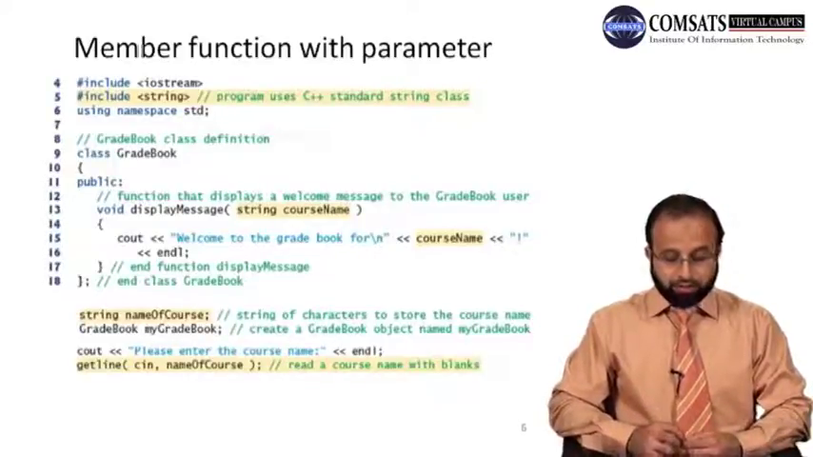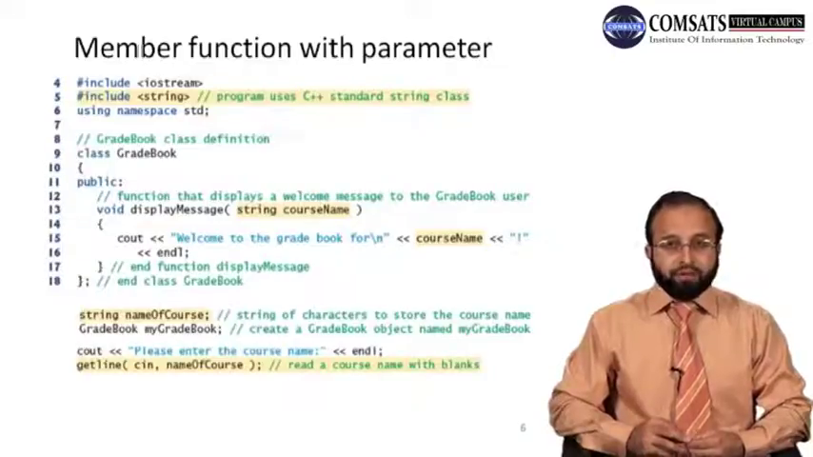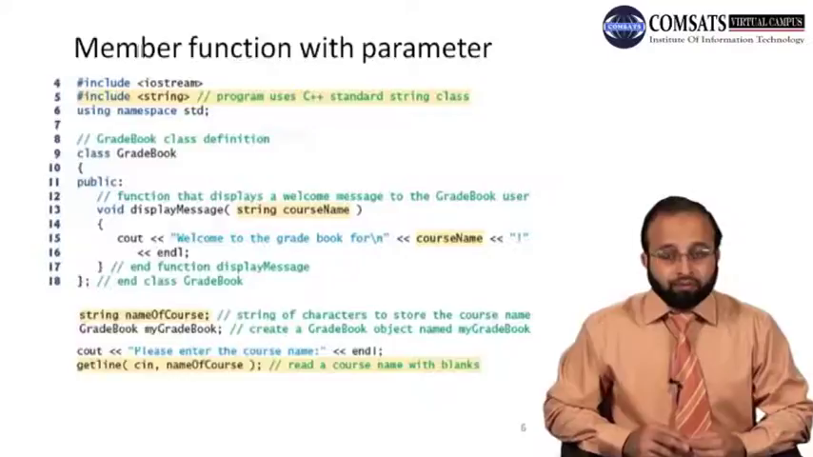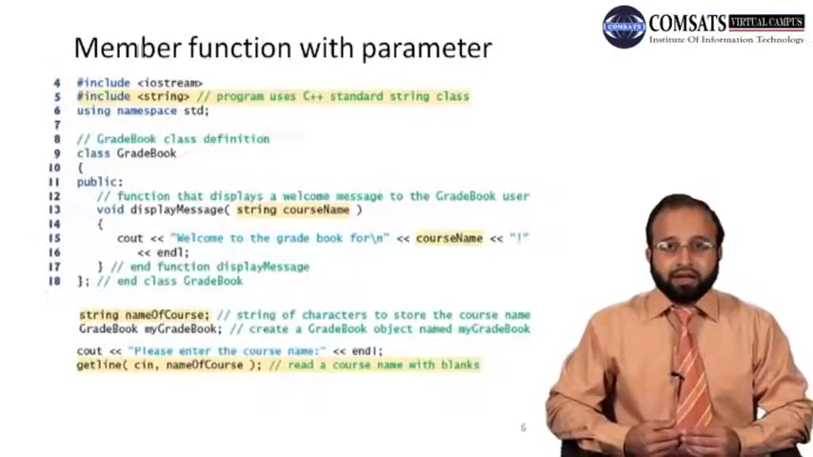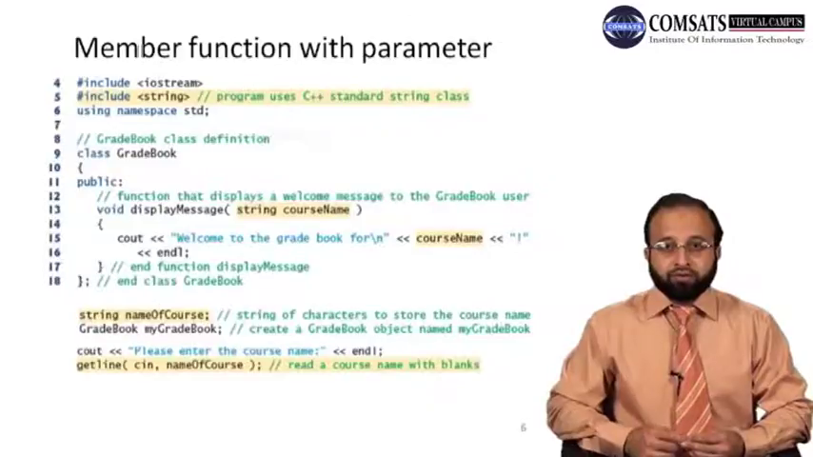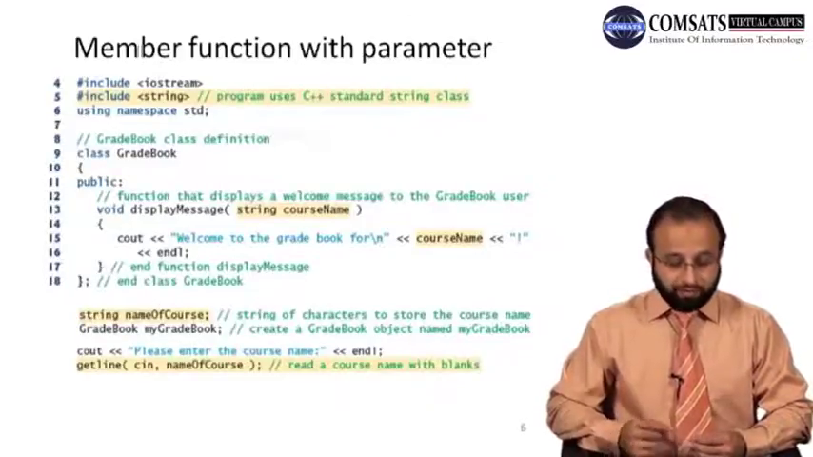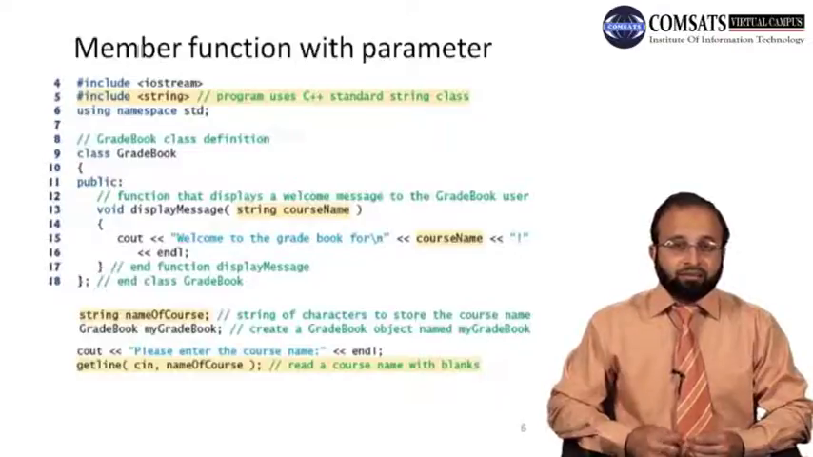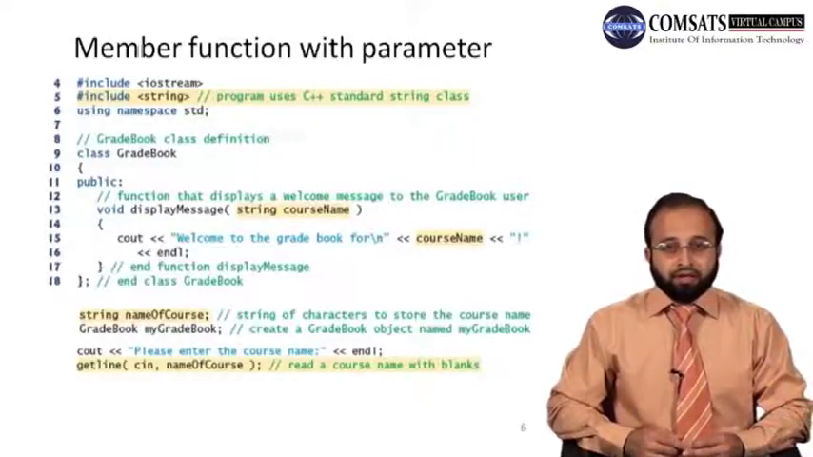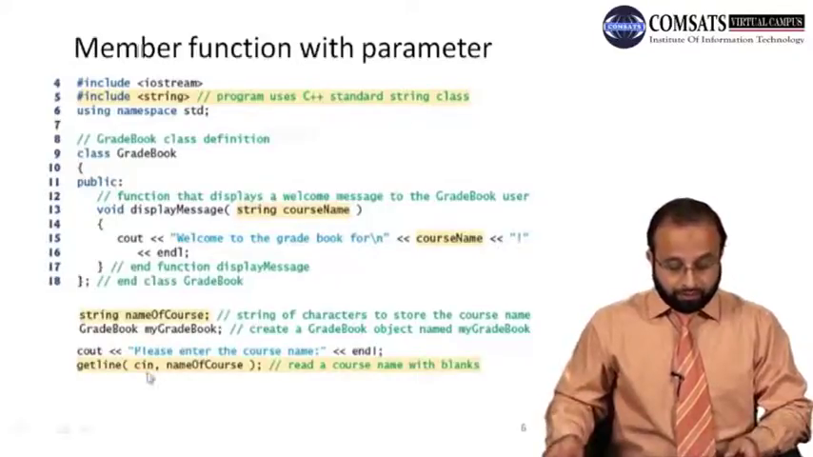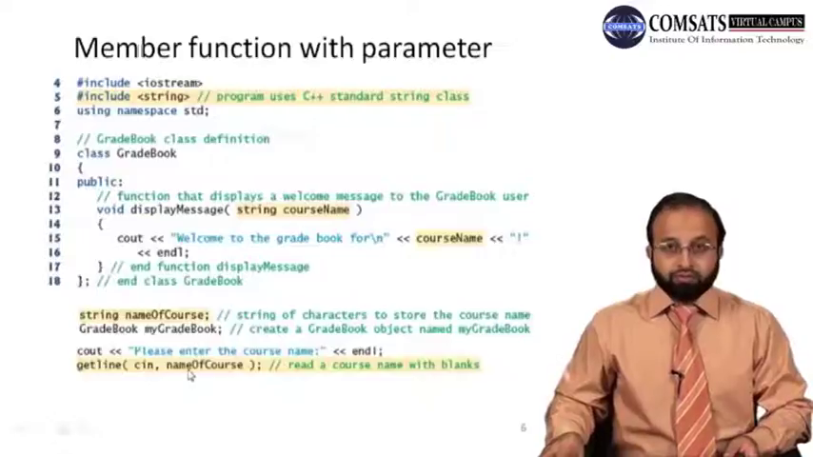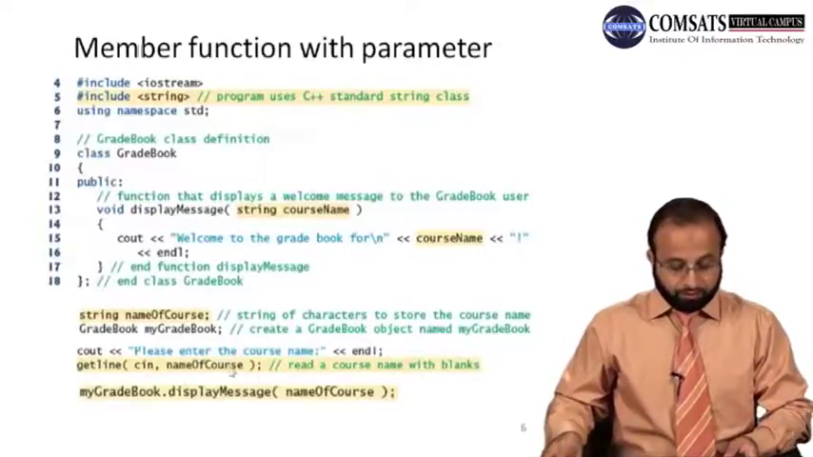So getline is basically used to read the string with spaces, because of the limitation. If you remember from the previous course, I told you that scanf has the limitation that it is not possible to take a multi-word string using the scanf function. The same applies here with cin. You cannot take multi-word string input using cin. So for that you use the getline function. You tell it from where it has to read and where it has to store, right? Then you call the function mygradebook.displayMessage with the name of the course, the name of the course the user entered over here.